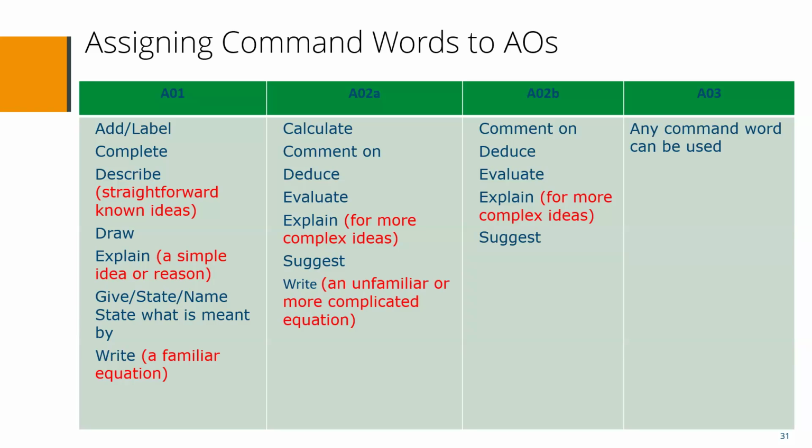And you'll notice, when I mentioned, some of you may have been surprised that that equation earlier was AO1. Write a familiar equation, or an equation that is very, very simple to deduce, is AO1, but unfamiliar or more complicated equations will be AO2.